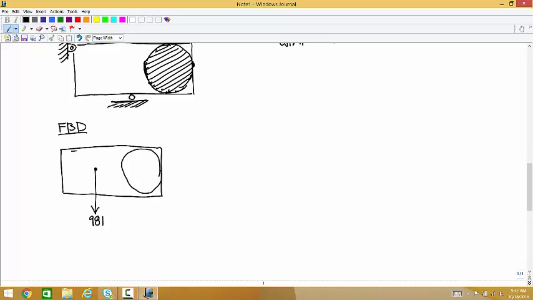And then at the pin joint, we have an unknown force vector, R. And then at the midpoint, on the bottom edge, we have the connection to the roller. I don't know, I'll call that F.